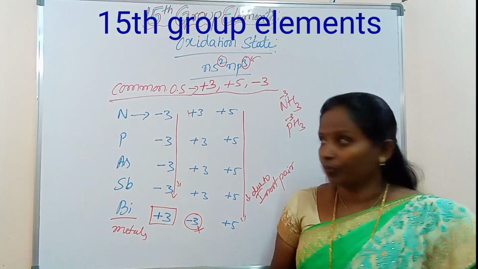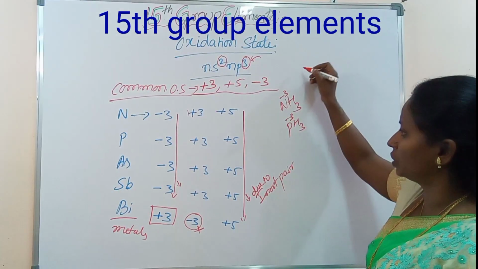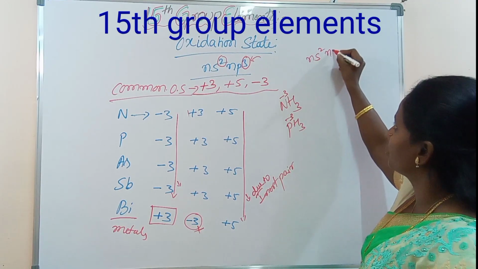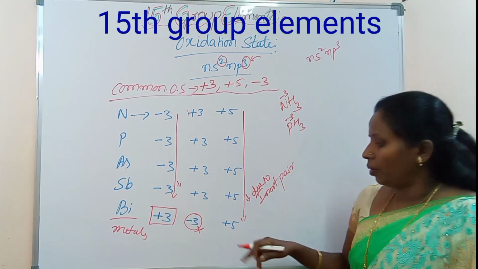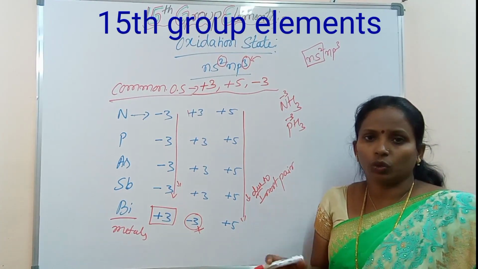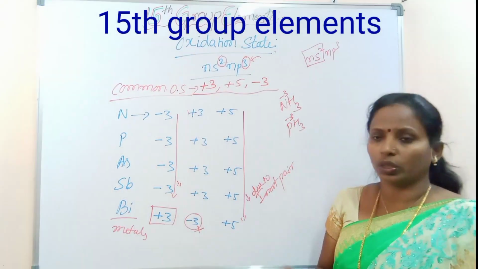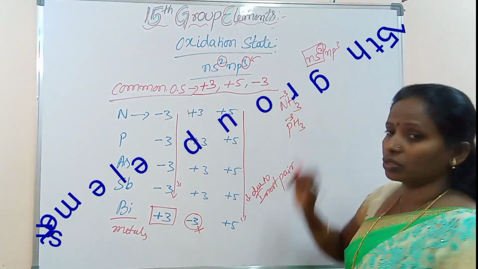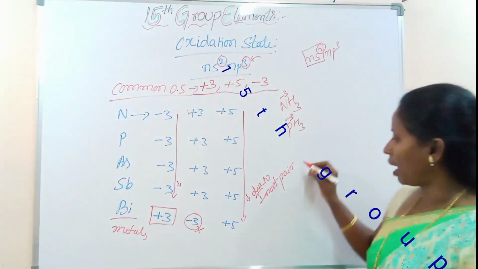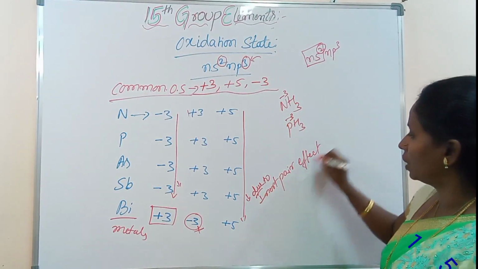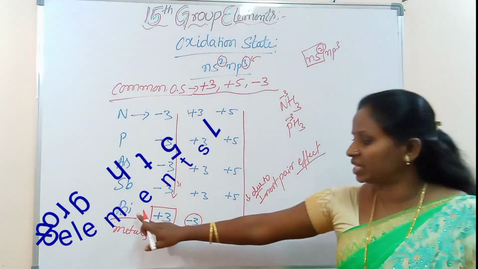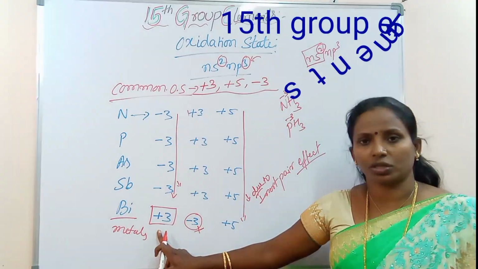Then what do you mean by inert pair? This is the general electronic configuration, ns2 np3. The s orbitals are more shielding to the nucleus, and these s2 electrons are not involved in chemical reactions. So what do you mean by inert pair effect? Due to the inert pair effect, bismuth is more stable in the +3 oxidation state.